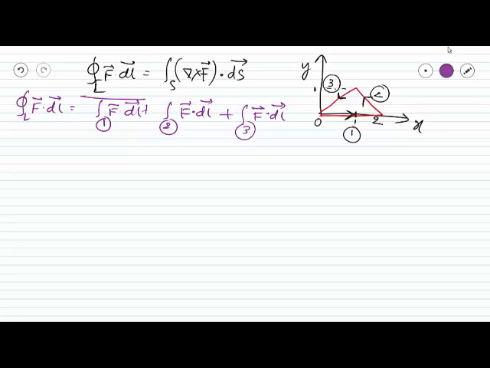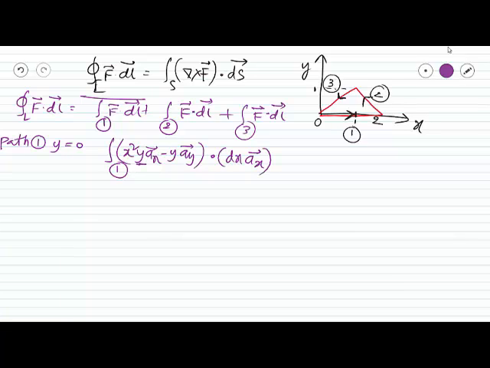Let us go for path number 1. If you see path number 1, x is changing from 0 to 2, but what is the y value? 0. So for path 1, y equal to 0. Therefore path 1, x square y ax bar minus y ay bar dot dx ax bar. Now as y is 0, this answer is 0.